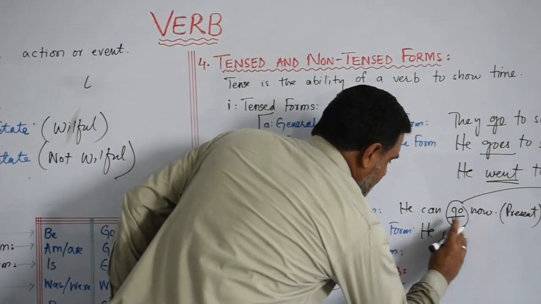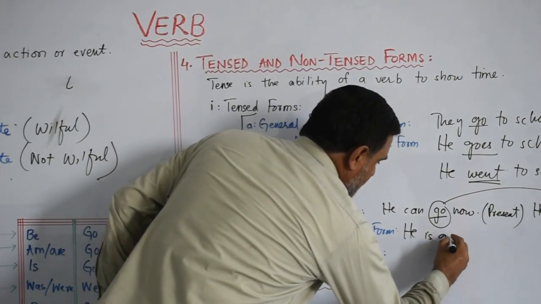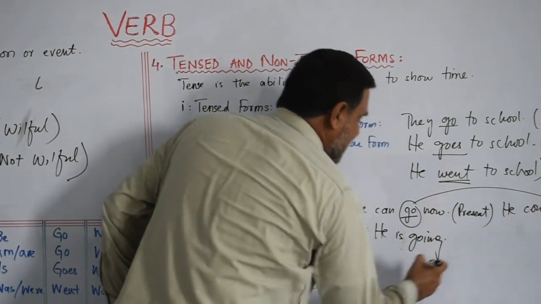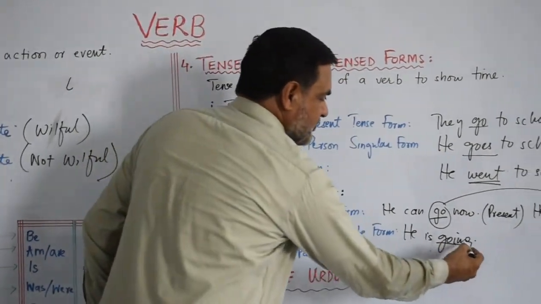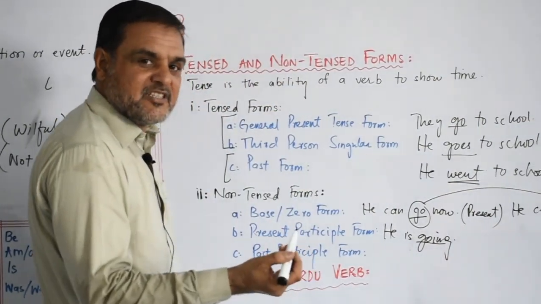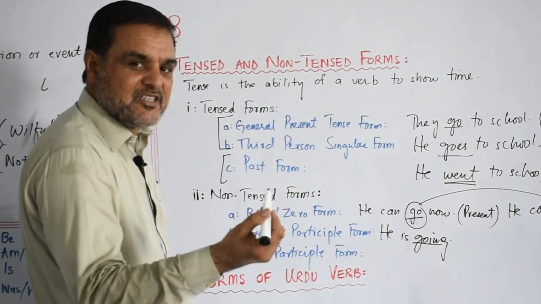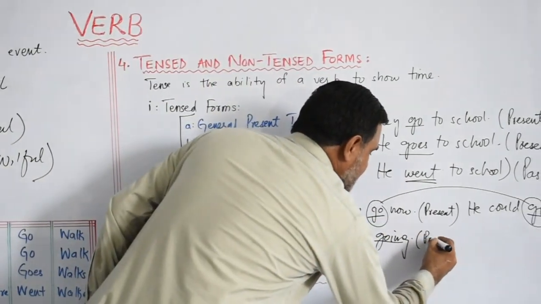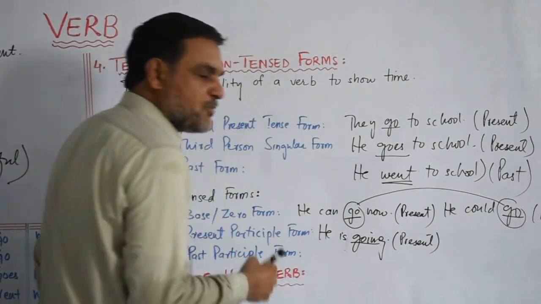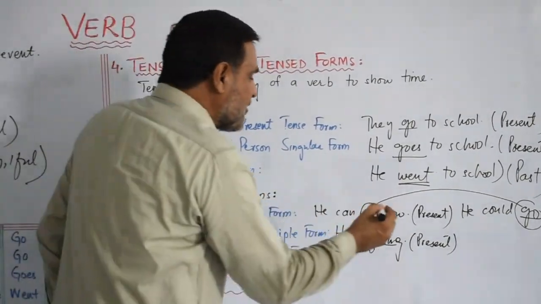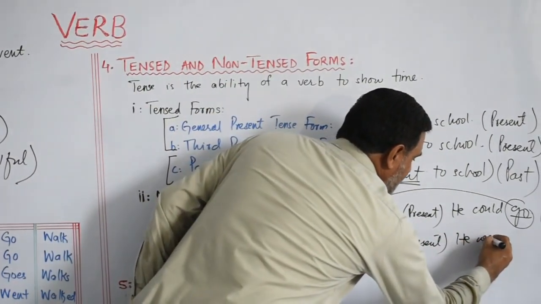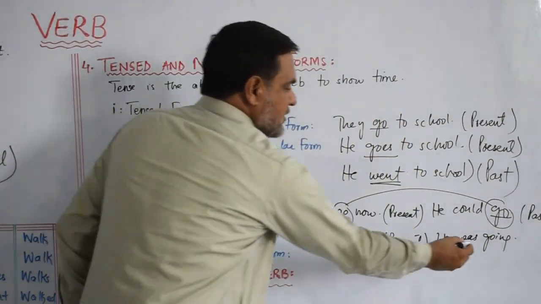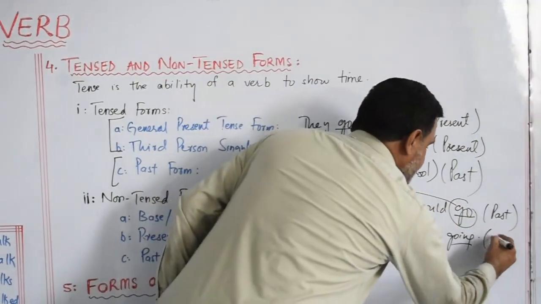He is going to school. What is the time of this sentence? He is going. You know it, it's present time. We are talking about the present time, present continuous. So he is going, present time. It's present tense. Okay? What about this one? He was going. It's past time.